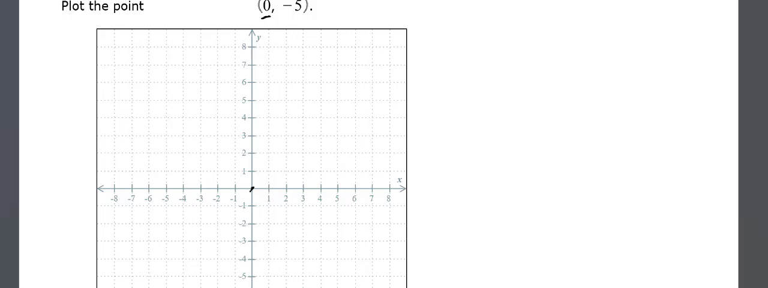Now our vertical move is our y, or our range value. And this tells us we move in the negative direction 5 places. So from 0, we move down to -5. So the point here would be 0, -5.